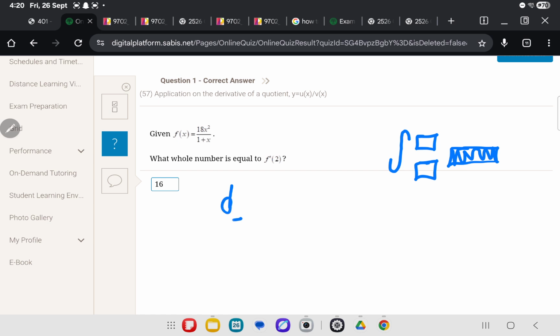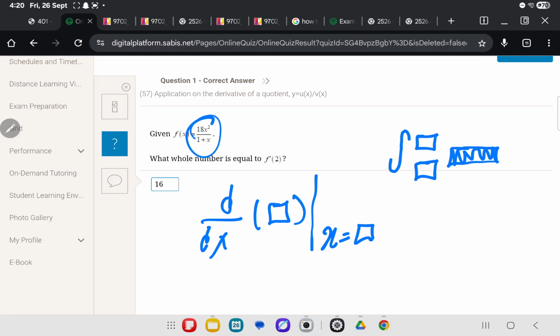On your screen, you're going to see something like this: d by dx, square bracket, then this line here, x equals box. So now what we're going to do is write 18x squared over 1 plus x in our first box. We're going to write it in here. So 18x squared over 1 plus x.